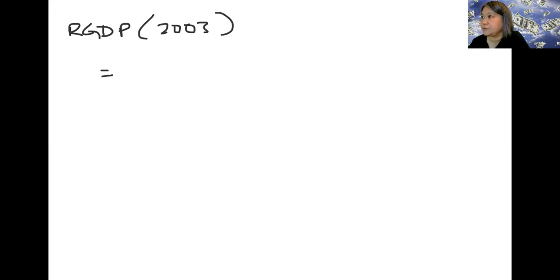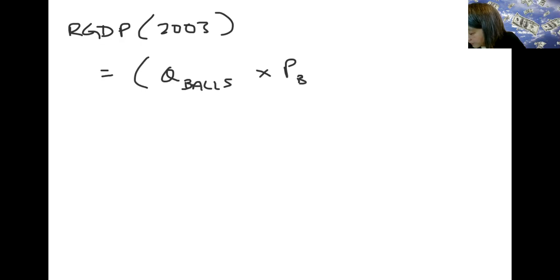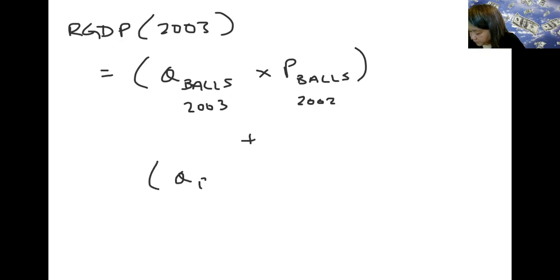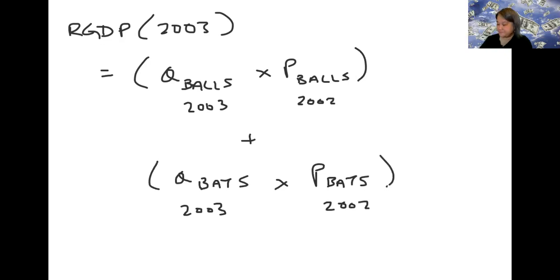In this case, we only have two goods, balls and bats. So we're going to put our quantity of balls of 2003 times the price of balls of 2002, and then add that to our quantity of bats of 2003 times the price of bats in 2002. Okay, so that is what we're going to do.